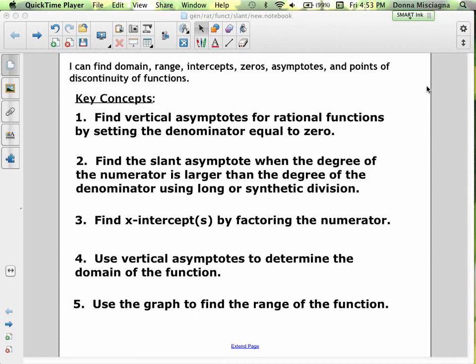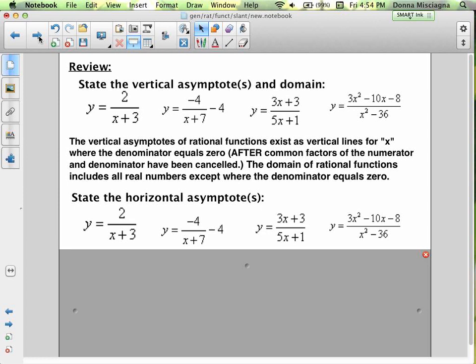We're going to be finding x-intercepts by factoring the numerator, using vertical asymptotes to determine the domain of the function, and using the graph to find the range of the function. So let's do a little review before we begin with the new material. We want to find the vertical asymptotes and domain for these four functions.